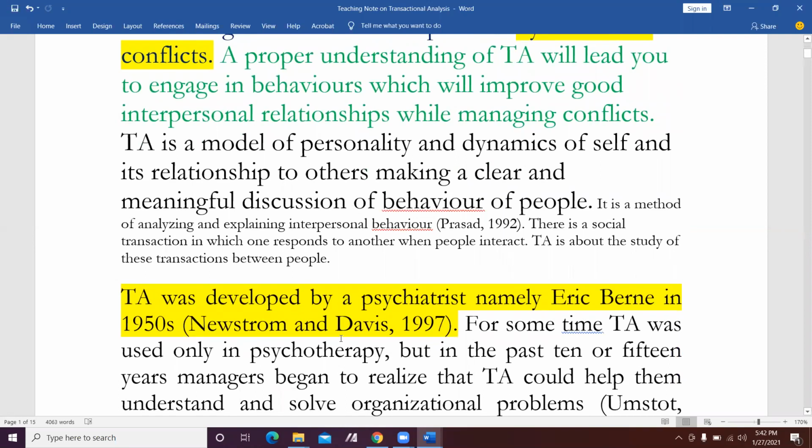Right. So there is a transaction, in which one responds to another when people interact. Now there is an interaction between you and me. I am teaching, you are listening, and you are following my lecture. So there is an interaction between you and me. This is a social transaction. Then I respond to you when you and I interact. So now I will come to transactions specifically.